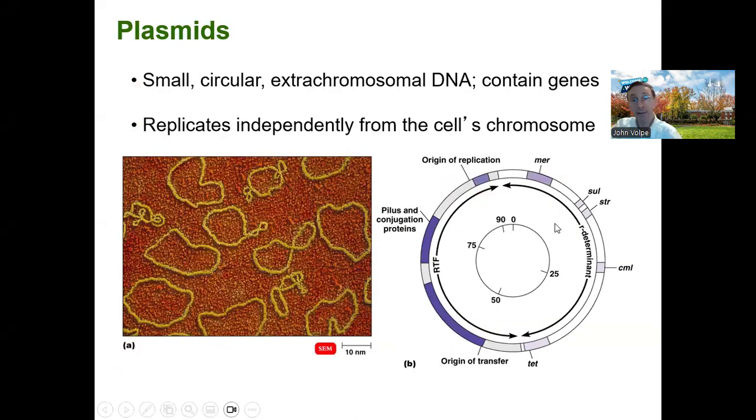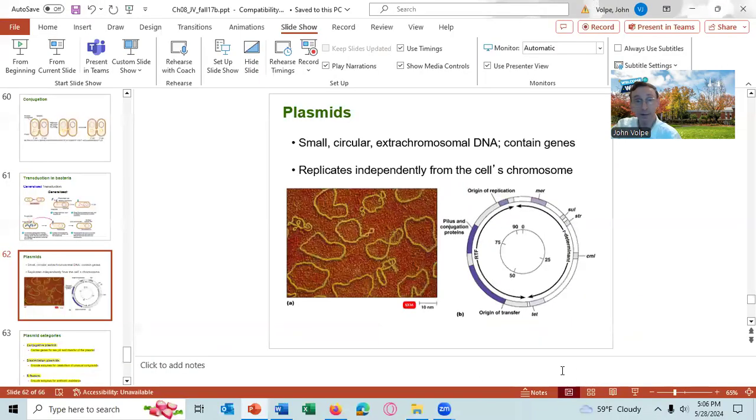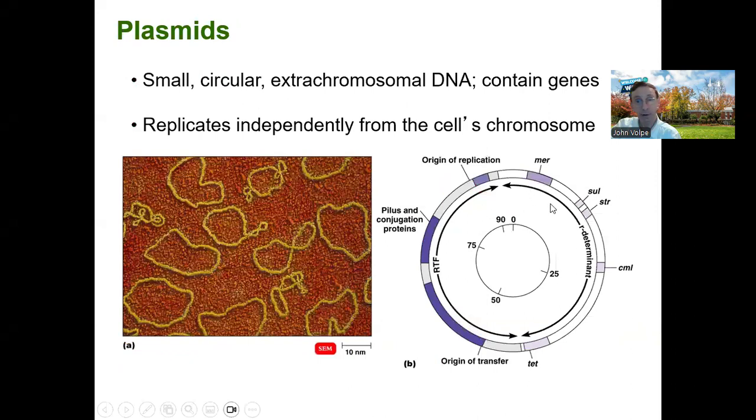All right, we've talked a little bit about plasmids, so let me talk a little bit further. They are simply a small circular extrachromosomal DNA, meaning a circular piece of DNA outside the chromosome. They only contain a few genes, like this one right here. Let me blow this up. It has 1, 2, 3, 4, 5, maybe 6, 7 genes on it.